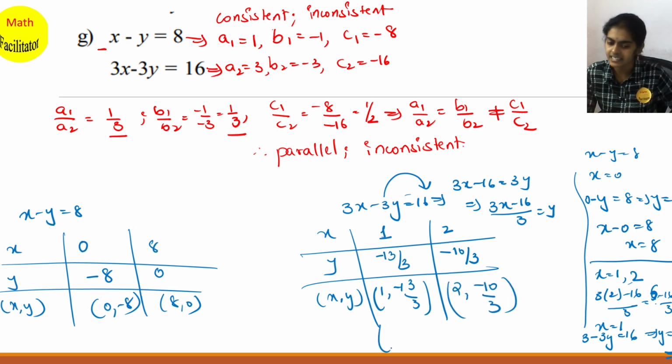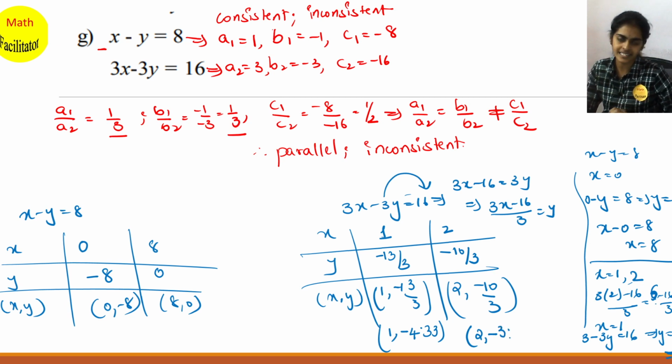Now to write it on the graph paper, I'm writing 1 comma minus 13 by 3. Dividing, 3 4s are 12, 1 will be the remainder. 3 3s are 9, and it will be continuing, so 4.33, or 4.34 you can take. And here it is 2 comma minus 10 by 3: 3 3s are 9 and 1 is the remainder. Again here you'll have 3.33 or 3.34 you can take.